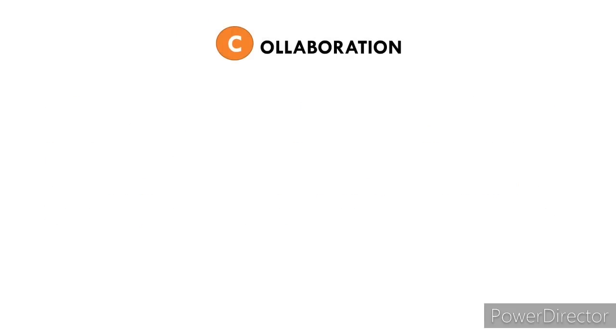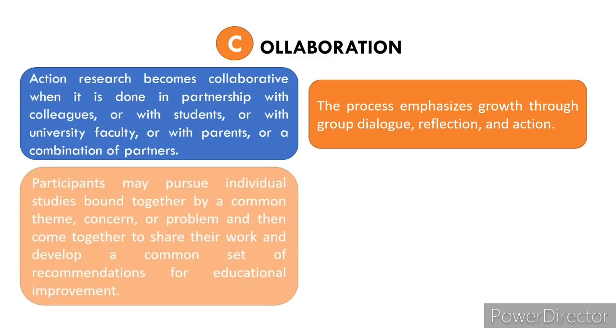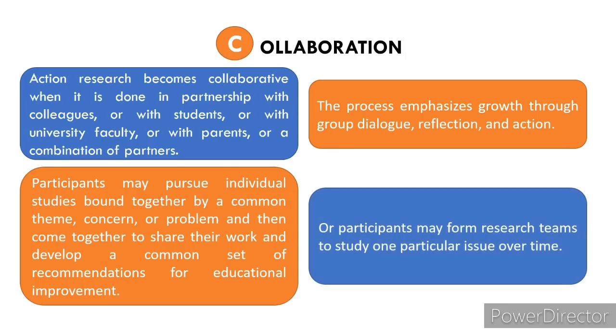Action research also practices collaboration. Action research becomes collaborative when it is done in partnership with colleagues or with students or with university faculty or with parents or a combination of partners. Participants may pursue individual studies bound together by a common theme, concern, or problem, then come together to share their work and develop a common set of recommendations for educational improvement. The process emphasizes growth through group dialogue, reflection, and action. Or participants may form research teams to study one particular issue over time. For example, if you and your colleagues have the same classroom concerns, then you may conduct an action research together.